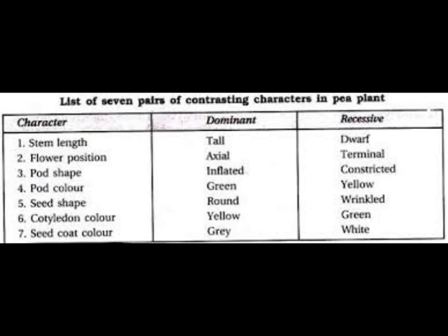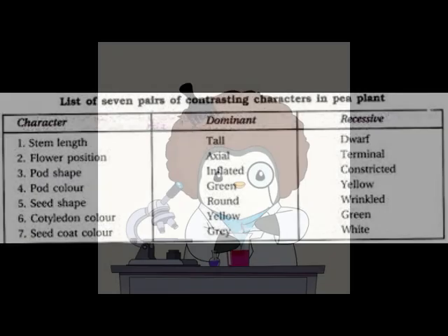The contrasting traits which he experimented upon are, first, plant size or height. Second is position of flower on the stem. Third is color of unripe pod. Fourth is shape of pod. Fifth is form of seed, shape or form of seed. Sixth is color of the seed. And seventh is the color of flower. These 7 traits he worked upon.